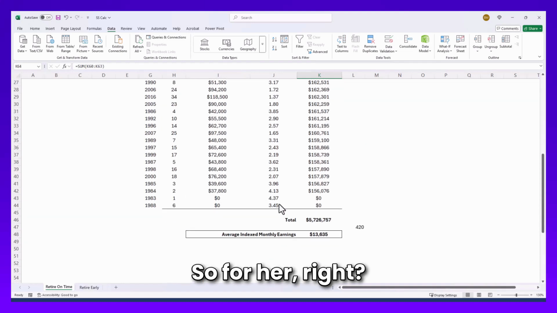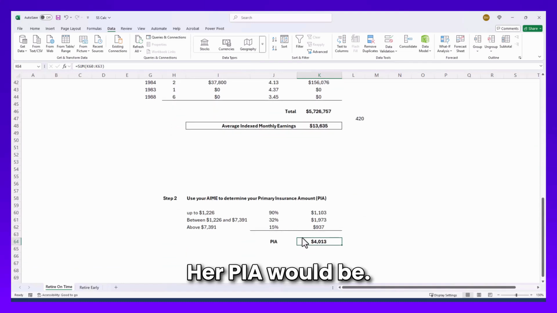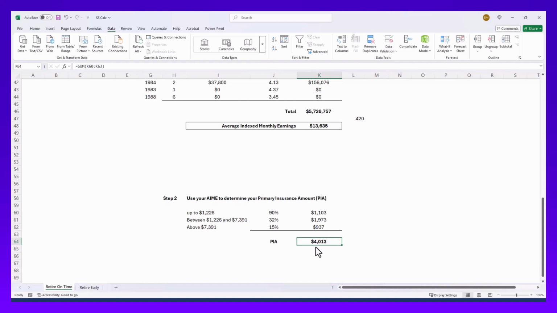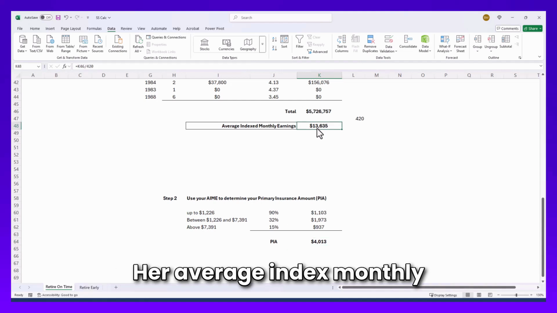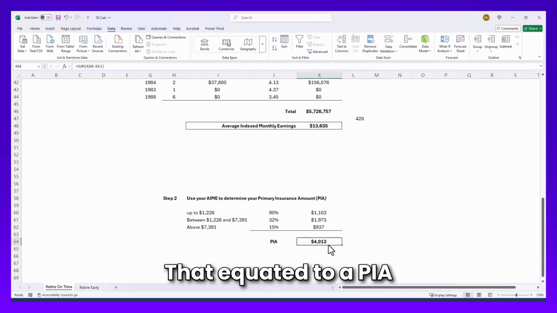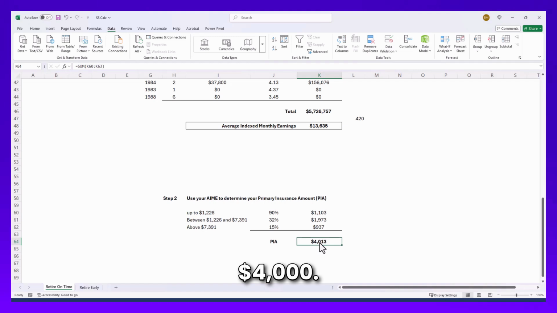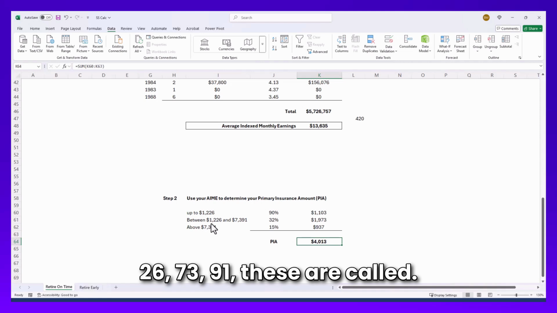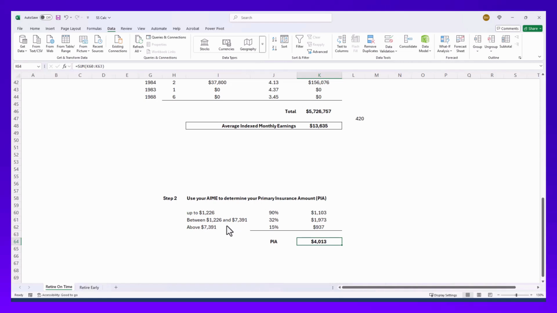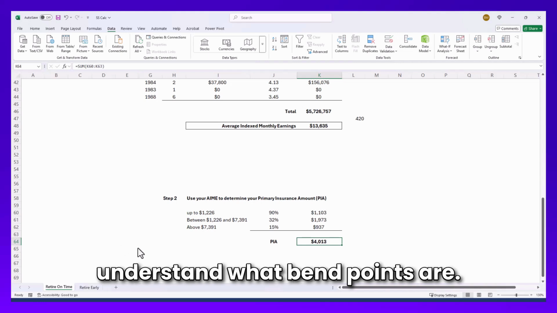So for her, her PIA would be, and this is an estimate, just for illustration, I want to show you how these numbers work. Her average index monthly earnings were $13,635. That equated to a PIA of about $4,000. And these numbers, this 1,226 and 7,391, technically are called bend points. So if you see that, then you understand what bend points are.